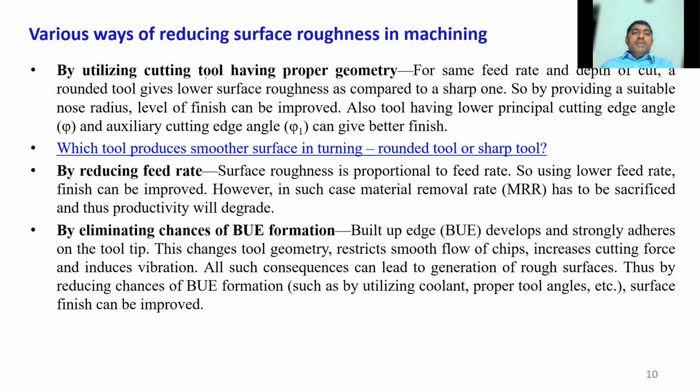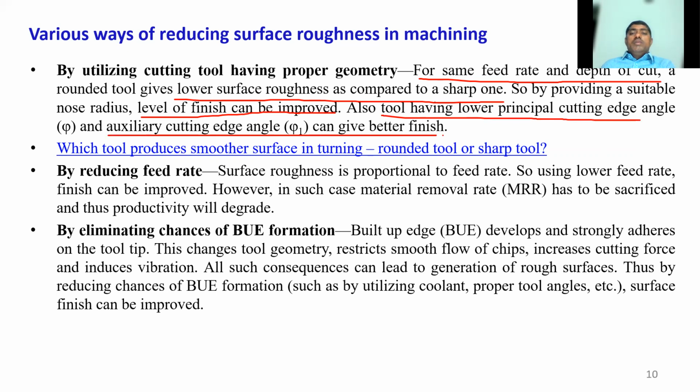So one is by utilizing a cutting tool having proper geometry. If you see, for the same feed rate and depth of cut, a round tool will give lower surface roughness as compared to a sharp one. So by providing a suitable nose radius, the level of finish can be improved. Also, a tool having a lower principal cutting edge angle and auxiliary cutting edge angle can give better surface finish. So by reducing the feed rate also, we can control the surface finish.